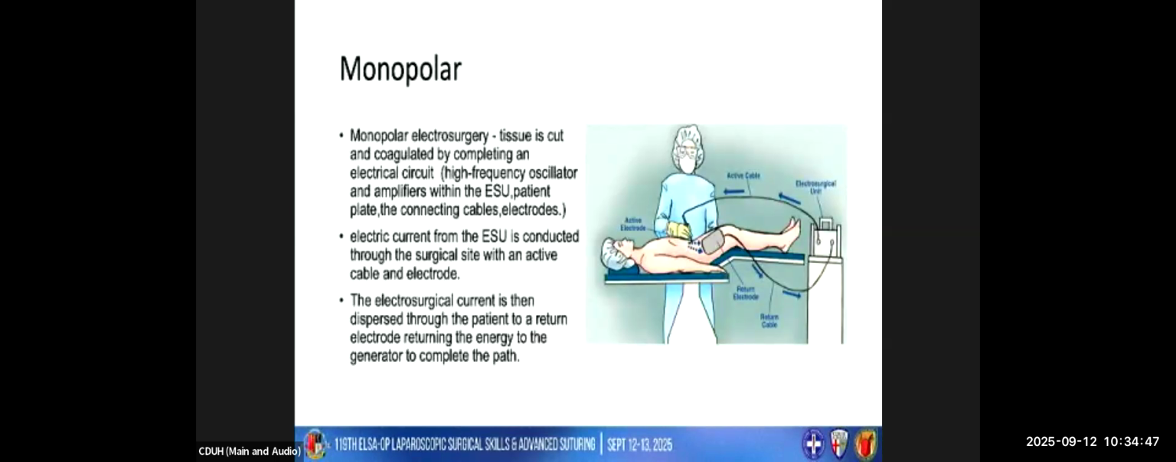In monopolar electrosurgery, tissue is cut and coagulated by completing an electrical circuit that includes a high frequency oscillator, the ESU, the patient plate, the connecting cables, and the electrodes. Electric current from the ESU is conducted through the surgical site with an active cable and electrode. The electrosurgical current is then dispersed through the patient to a large return electrode, returning the energy to the generator to complete the path. It is very important to note that any disruption of this circuit path leads to injury, which will be discussed later.